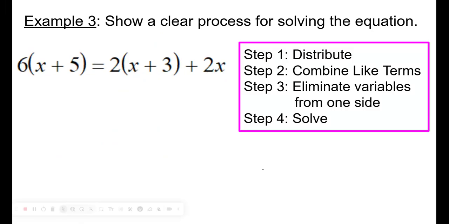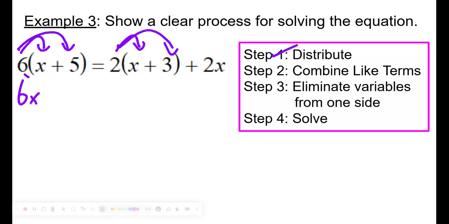Example 3. Lots of different things we can do. To start, we could do some manipulation and divide, but I think I'm just going to stick to my steps here and distribute. I'm going to do them both at the same time. 6 times x is 6x. 6 times 5 is 30. 2 times x, that's nice, plus 6 plus 2x. Great.